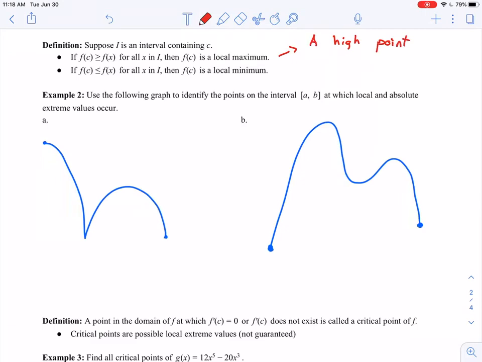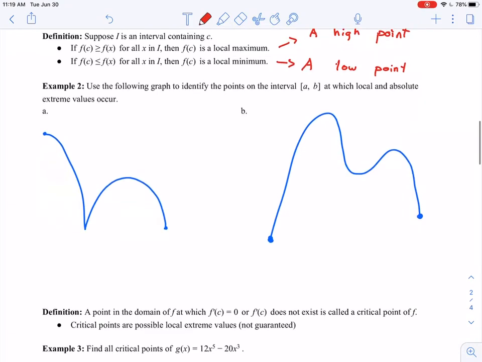So it's not necessarily the highest point, it's just a high point compared to the other points that live around it. And then alternatively, if we switch the direction of the inequality, if we say f of c is less than or equal to f of x for all x in your interval I, then f of c is a local minimum. Again, this instead is a low point. Not necessarily the lowest point, although it could be. It could be the lowest point, but it's just a low point.